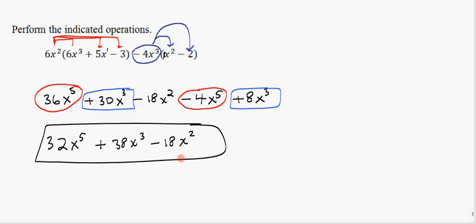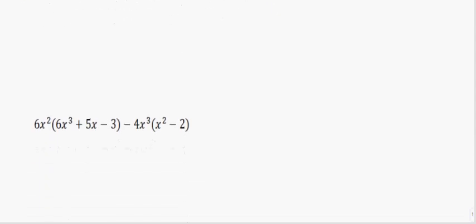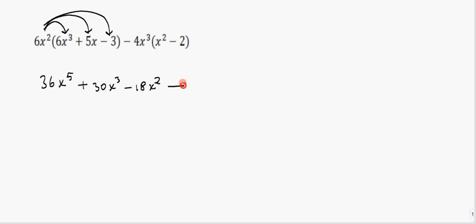Now, if you're happy with that, you can bail out of this video, but I'm going to show you another way you can think of it with that original sign being a subtraction. If you really want to think of that as a subtraction, you could still do this without much difficulty. If that's the case, we're going to be distributing this the same exact way, and it's going to look like this: 36x to the 5th plus 30x cubed minus 18x squared. Subtract, right? Now I'm saying subtraction, but I'm subtracting now the product of 4x cubed times x squared minus 2.